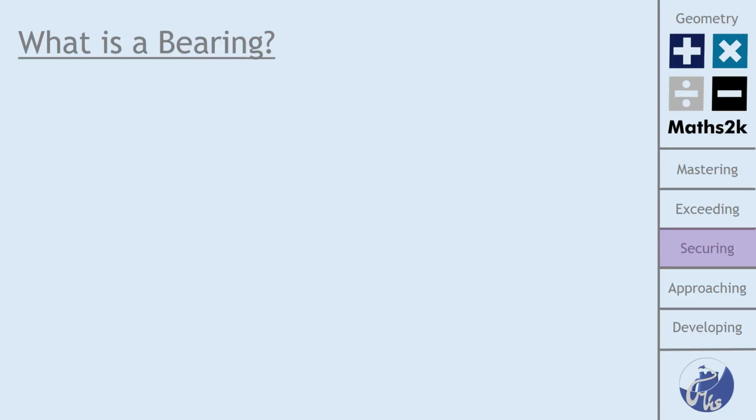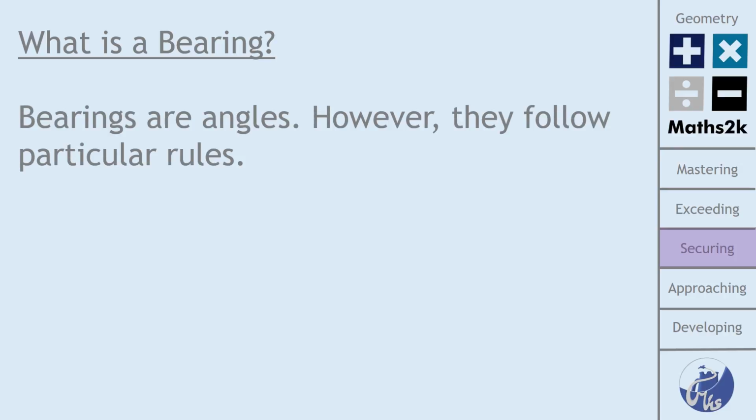So the first thing really is, what is a bearing? Because often pupils will not understand what a bearing is or often forget. But the basics are this, that a bearing is an angle. However, they do follow particular rules. They're not just any angle. They don't just work in the way that you might use angles normally. There are particular rules, and there's three main ones that I particularly would go through.